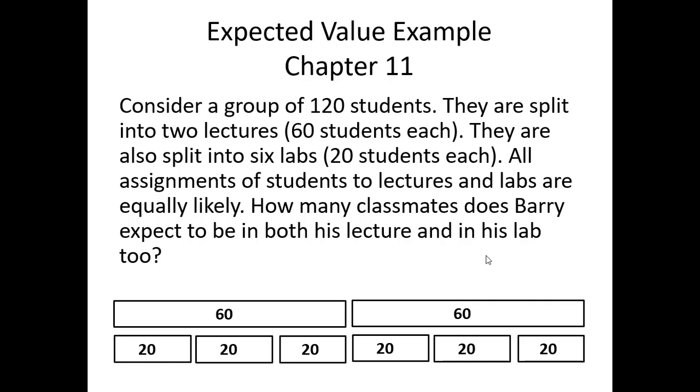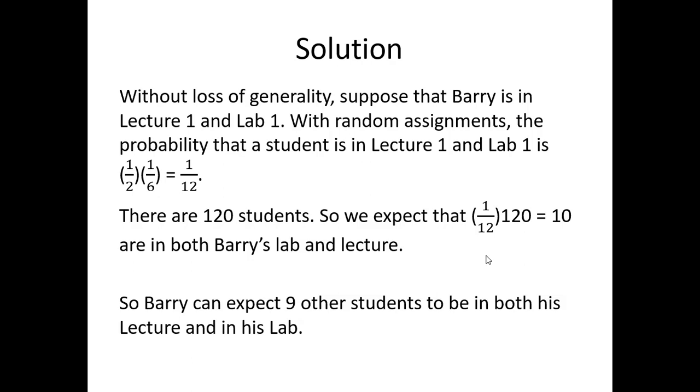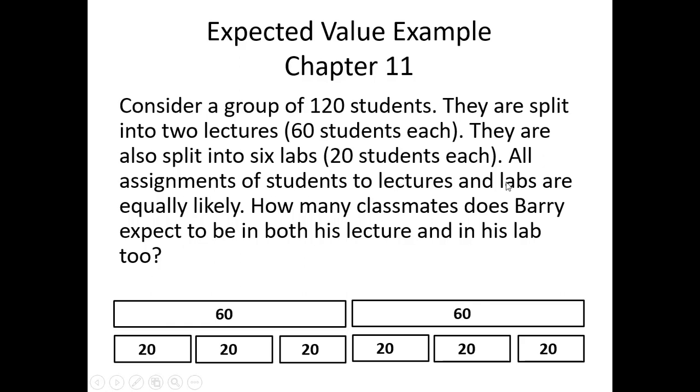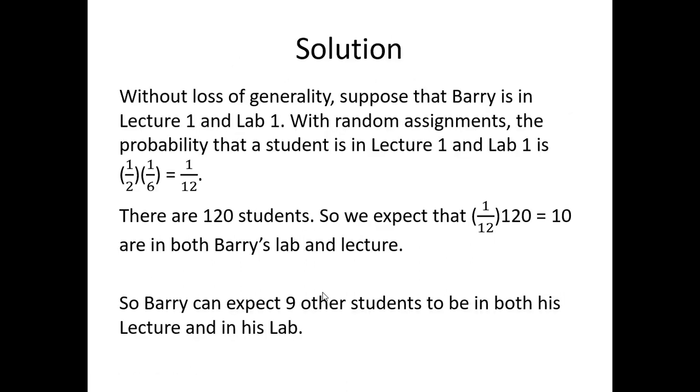And let's do this. Here's another problem-solving trick. This is more of something you may do when you start to write proofs, but here's a famous phrase when you're doing proofs: without loss of generality, let's suppose that Barry is in lecture 1 and lab 1. So let's suppose he's in this group and in this group. It doesn't really matter. It's the same reasoning, but let's just make it easy and think of lecture 1 and lab 1. So what's the probability of that happening?